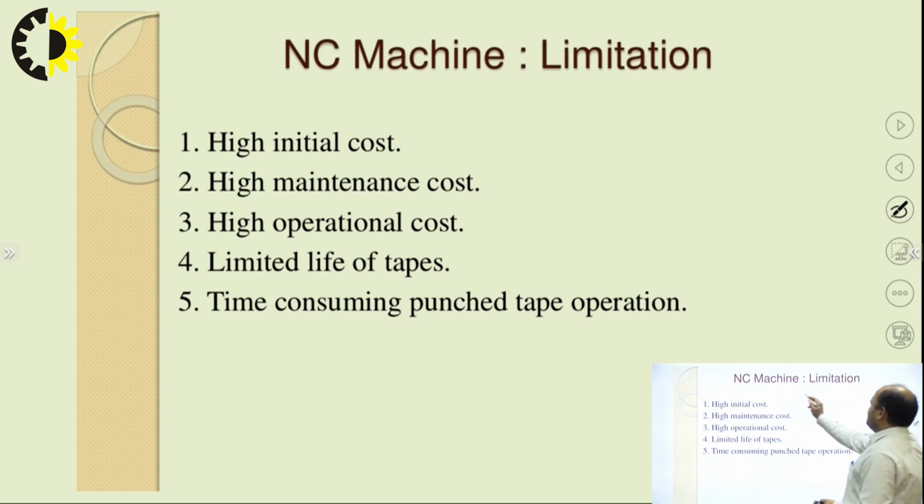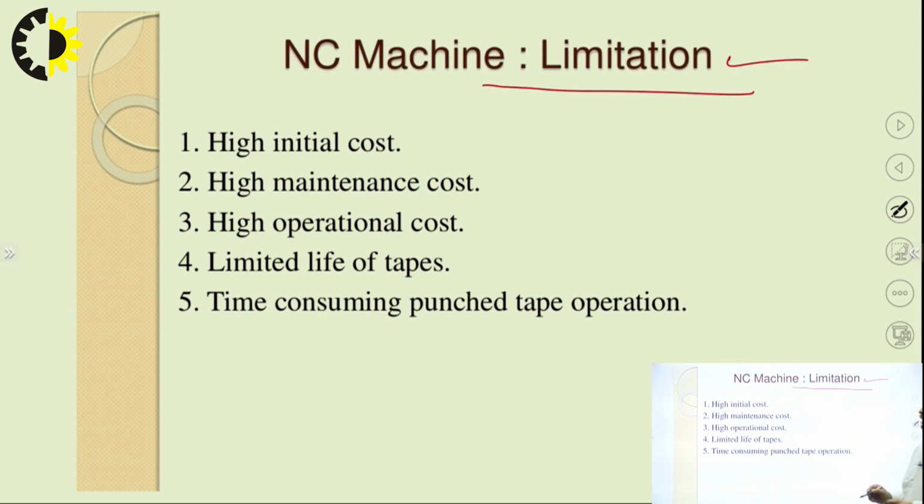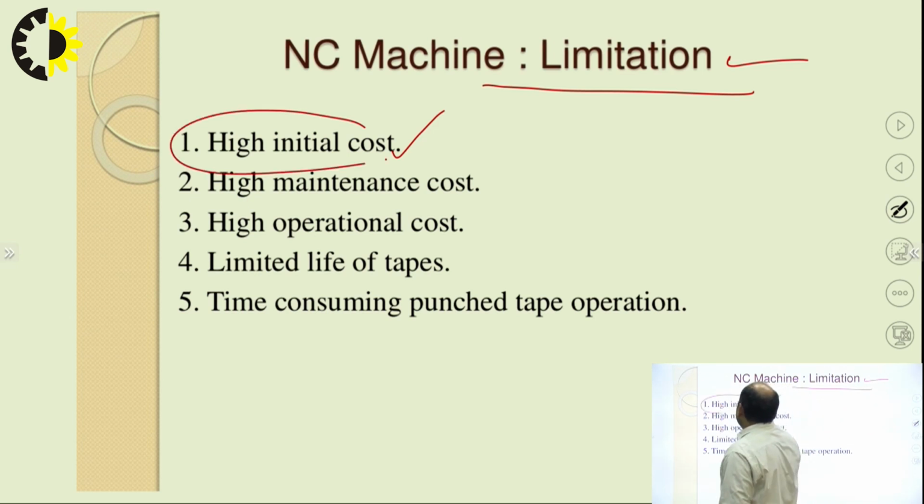So with these NC machine tools, there are also some limitations. The first one is high initial cost. Generally, for production of a low number of components, or the manufacturing of a very small amount of components, or in a flexible manufacturing system in which we are making different components, that will lead to high initial cost.